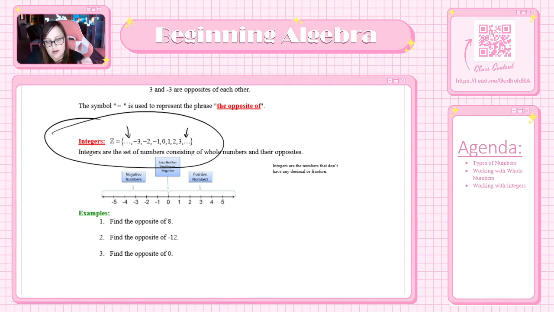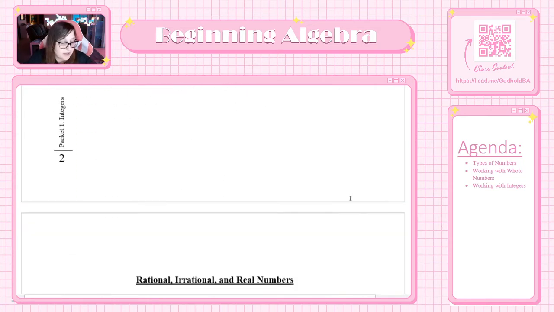So if you want to find the opposite of something, you just go to the other side of the number line. So the opposite of 8 would be -8. The opposite of -12 would be +12. And the opposite of 0 is not available. It doesn't exist. You could just say 0 if you wanted to, no one's gonna yell at you if you say 0. I'm certainly not gonna yell at you.